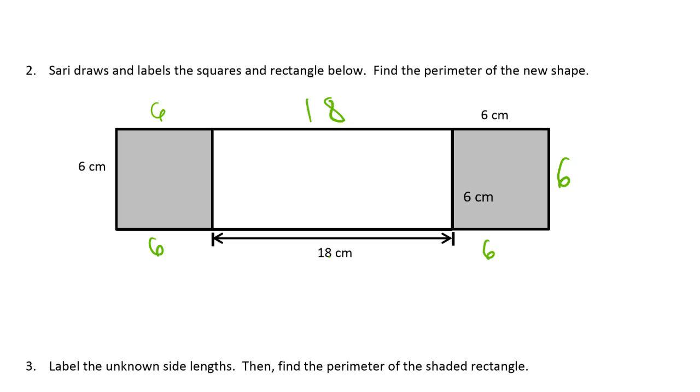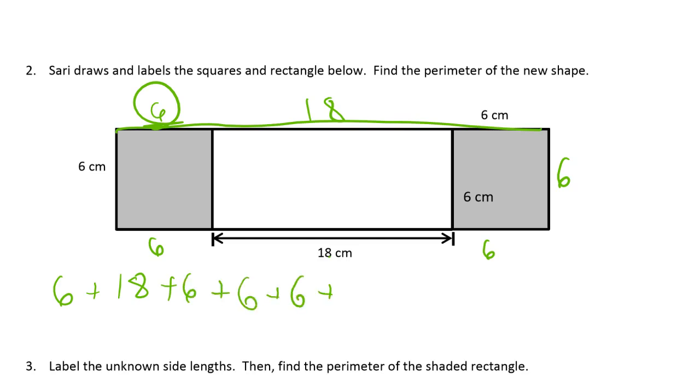We could just look at this side right here and add up those to figure it out, but we could just write it all out here. We'll start up here at the top with this 6. 6 plus 18 plus 6 plus 6 plus 6 plus 18 plus 6 plus 6. Well, that's a lot. Each 18 is really 3 sixes, right?